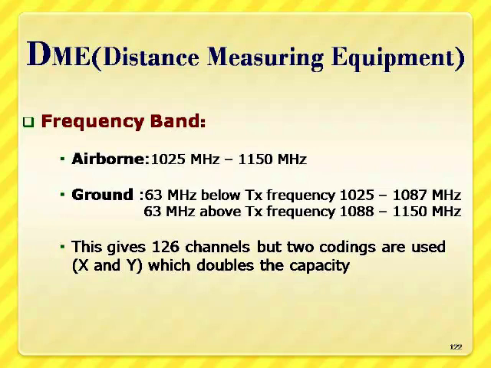In the aircraft, the ground system will be operating basically at 1025 to 1087 MHz, that is 63 MHz below the center frequency, and 63 MHz above the center frequency, that is 1088 to 1150 MHz. So this gives 126 channels, and there will be two codings, X and Y, to double the capacity.